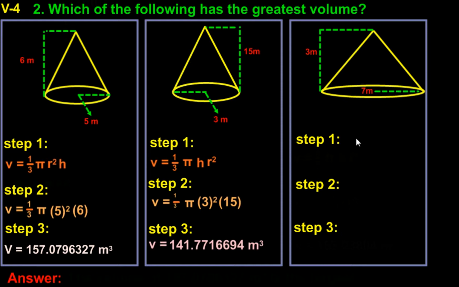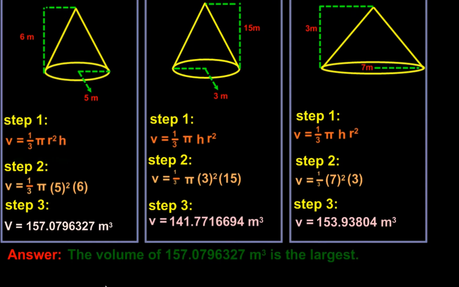And we'll take a look at the last. Set the formula up, plug the information that we have, a height of 3 meters, a radius of 7 meters, into the formula. If we multiply all of that out, we get V equals 153.93804 meters cubed. So if we look at these, we can see that in fact the volume of 157.0796327 meters cubed is the largest.